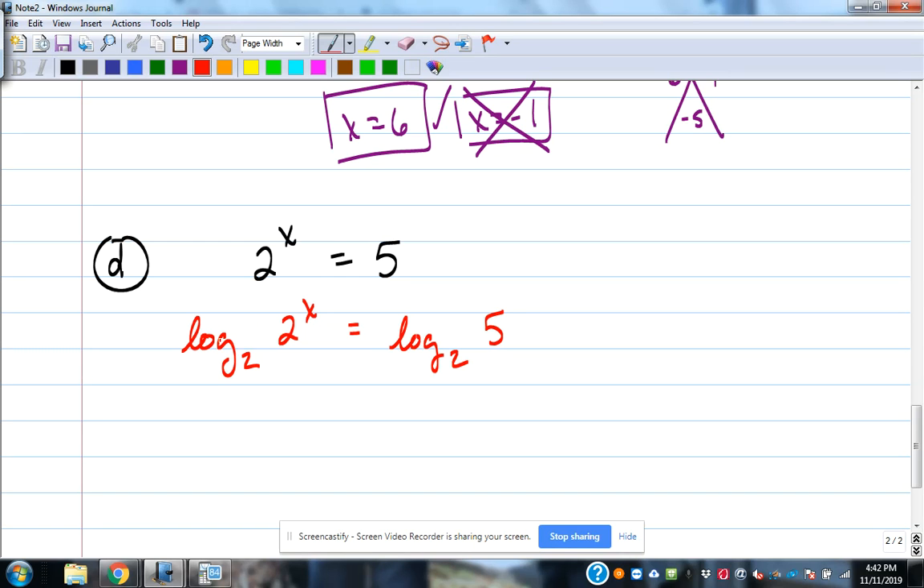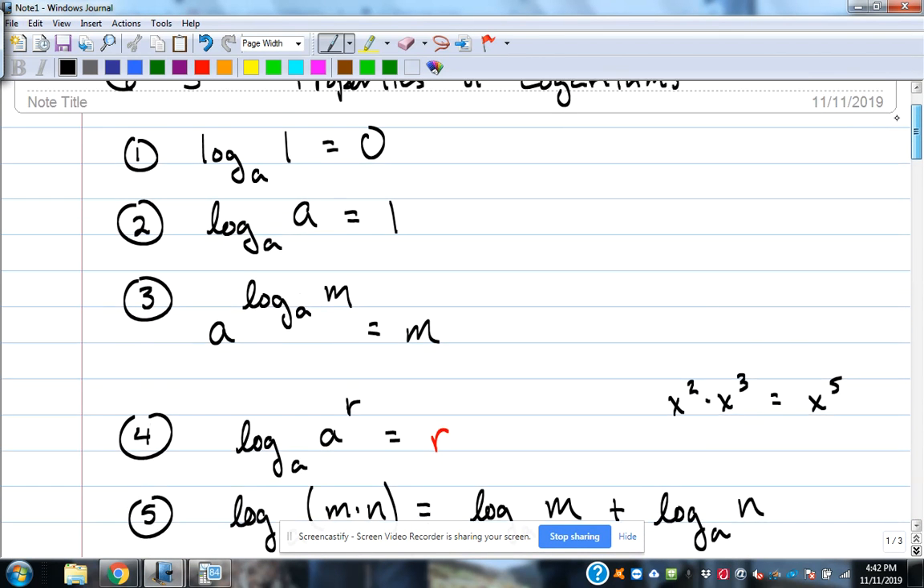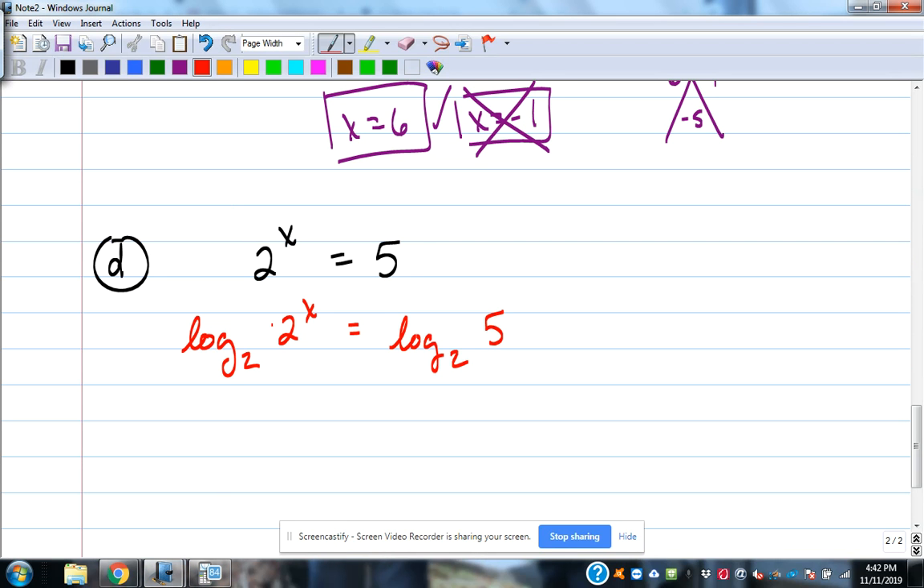And that goes back to one of those properties that we talked about at the beginning, that if we have a log with the same base as the base, they cancel each other out and get a 1, right? So what happens with this problem is that cancels out the log base 2 and leaves just x. And on the right-hand side, we get log base 2 of 5, which is just a number.